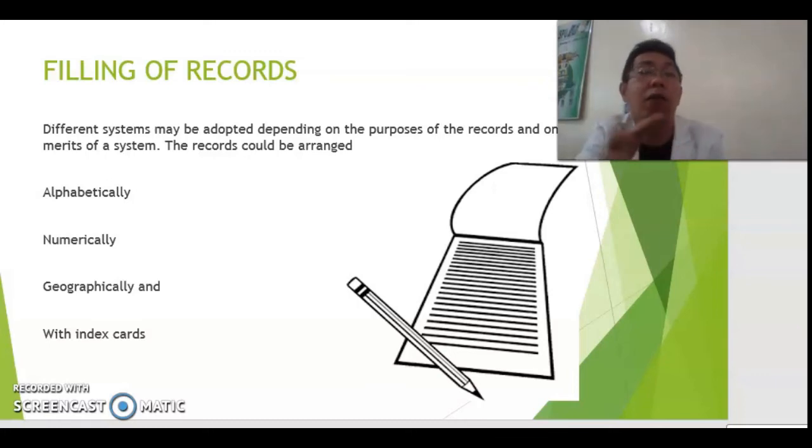Okay, and then of course we can also use an index card. Okay, with the index card you can label it, you can tag it. Okay, how do you like to file the records numerically, meaning you can assign numbers. Okay, for example, family case numbers. Okay, and then we can have case number registers that will provide us one.